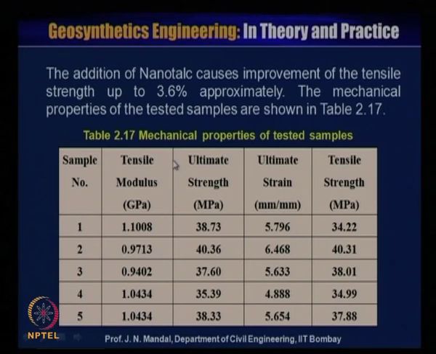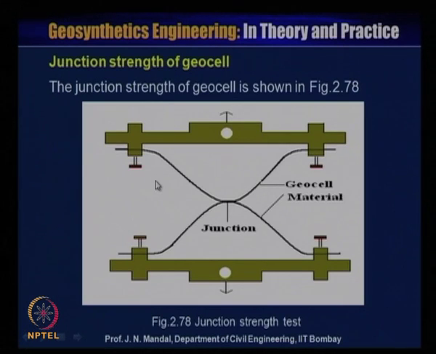The mechanical properties from the testing are given for the different samples 1 to 5: tensile modulus, ultimate strain, and tensile strength have been determined. You can see that the tensile modulus is 1.1008, ultimate strength is 38.73 MPa, the ultimate strain is 5.796 millimeter per minute, and tensile strength is 34.22 megapascal. Similarly, the other samples are given in the table. This is the junction strength of the geocell material, which we have also discussed earlier, on how to connect the geocell material.